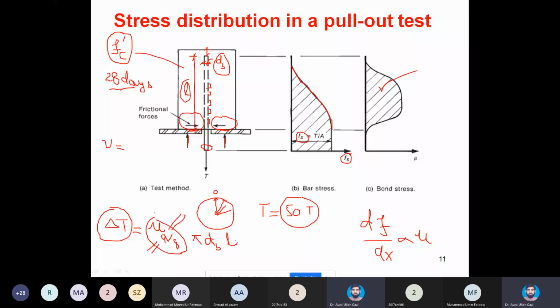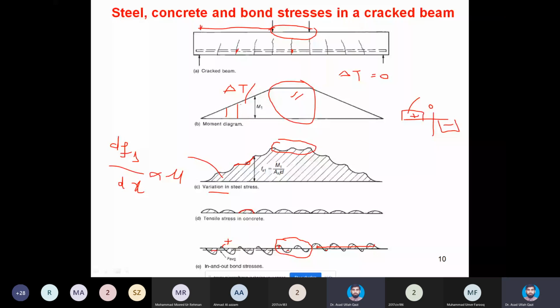But with the limitation that this mu average is calculated based on a test which has the concrete in compression. Unlike reality, in which we have seen everywhere that the bar is in tension and the concrete surrounding the bar is also in tension, there is no friction bearing component as in the pull-out test condition. So I think this is the last slide of today's lecture.